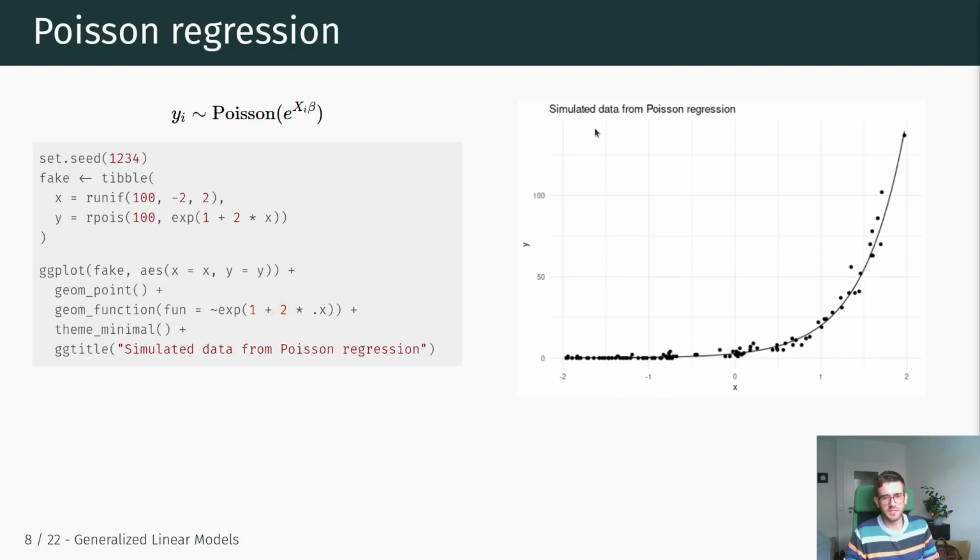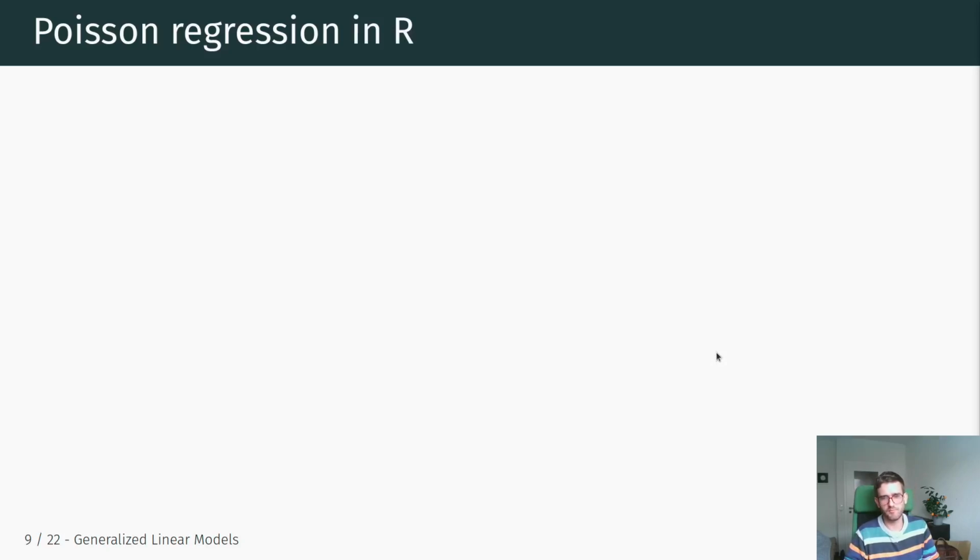Okay. So this is now simulated data from the Poisson regression. Suppose now we, of course, just have these data and we didn't know the underlying data generating process. Now, how can we fit this line through this data? There are two different ways of how we can estimate these models in R.